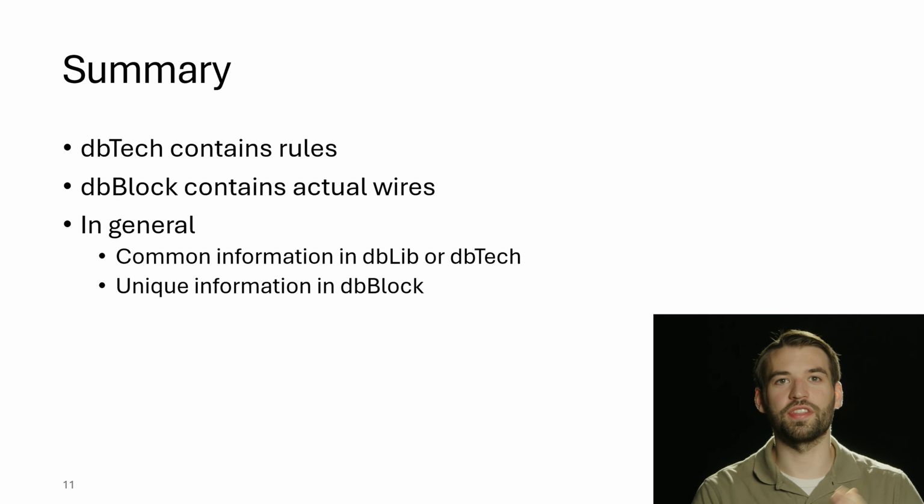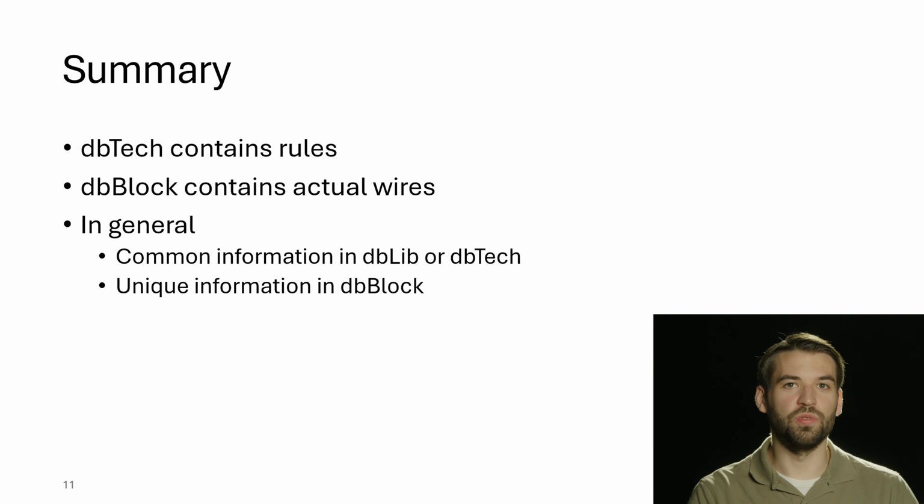So that wraps up everything for the second part of OpenDB classes. The things to remember here are that routing is broken up into two areas. The rules are stored in the DB tech, whereas the actual wire shapes are stored in the DB block. One overall takeaway from the last two lectures is that we try to deduplicate information. So any common information like vias, masters, routing rules, all get stored in either the DB lib or the DB tech. And then we have unique information like instance locations or wire routes, and those will be stored in the DB block.